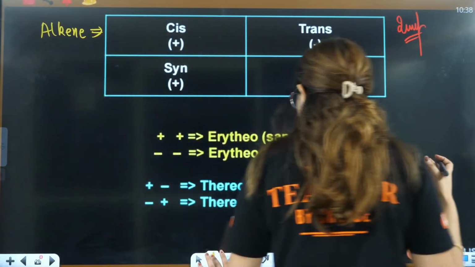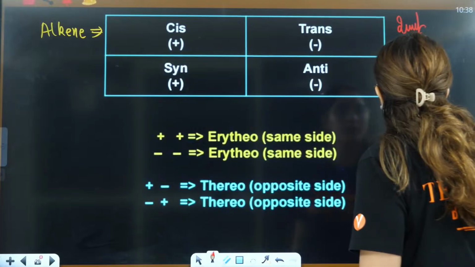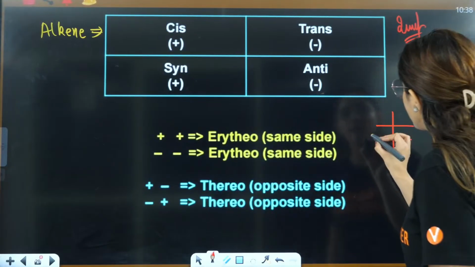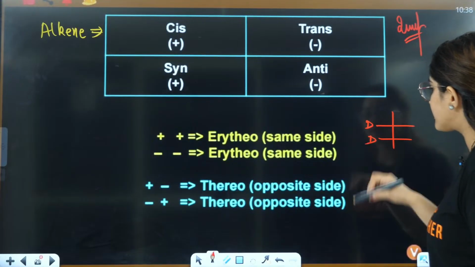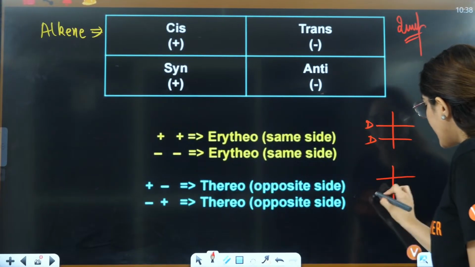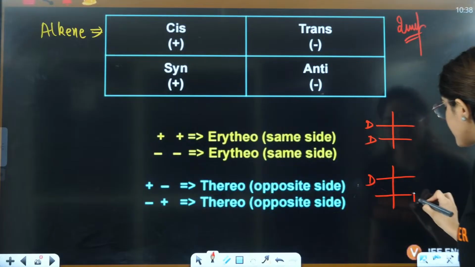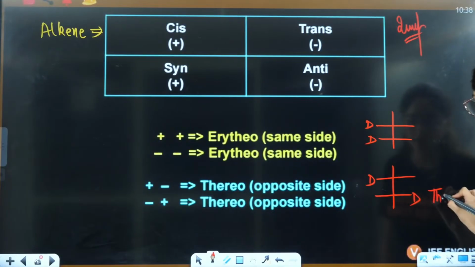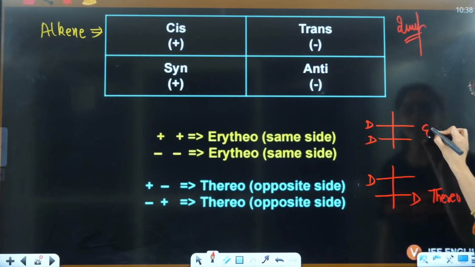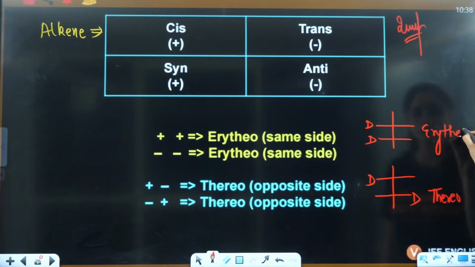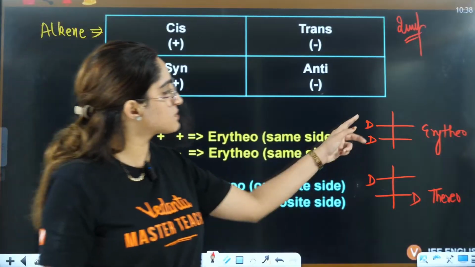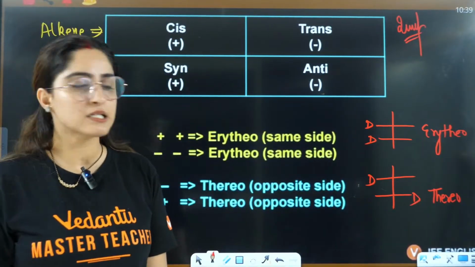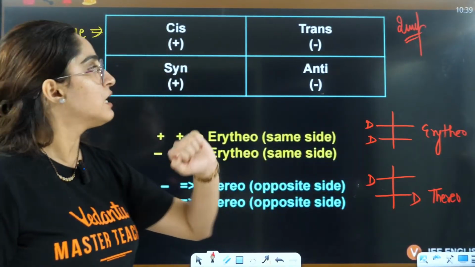Now, if you're confused about what is threo and what is erythro: threo means, let's say you have added deuterium, and deuterium is added on the same side, that is threo. If deuterium is added on the opposite side, that is, sorry, this is threo, this is erythro. They're added on the same side or opposite side. This is how we write it.